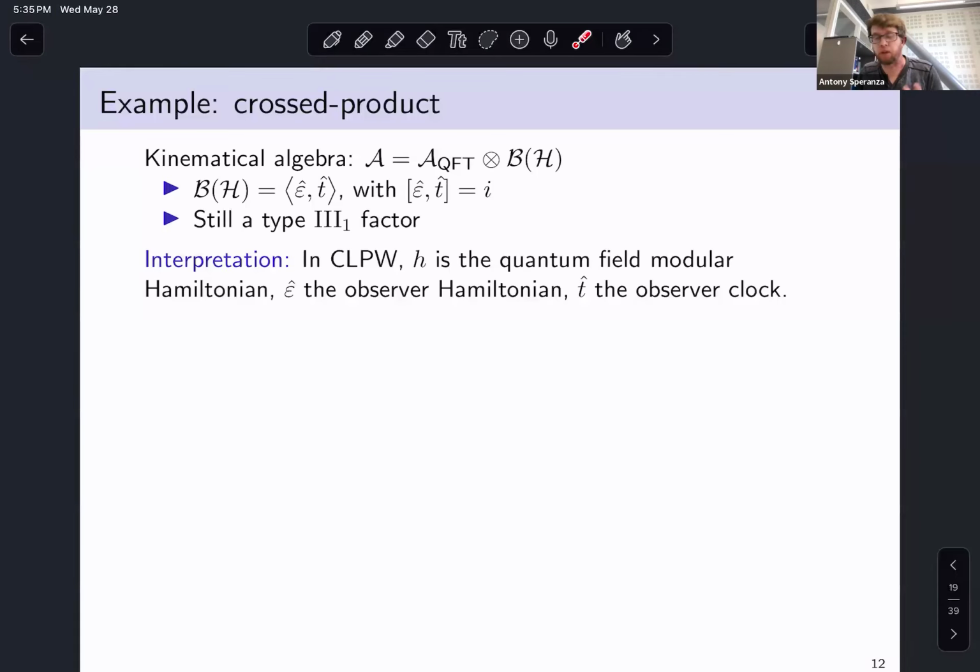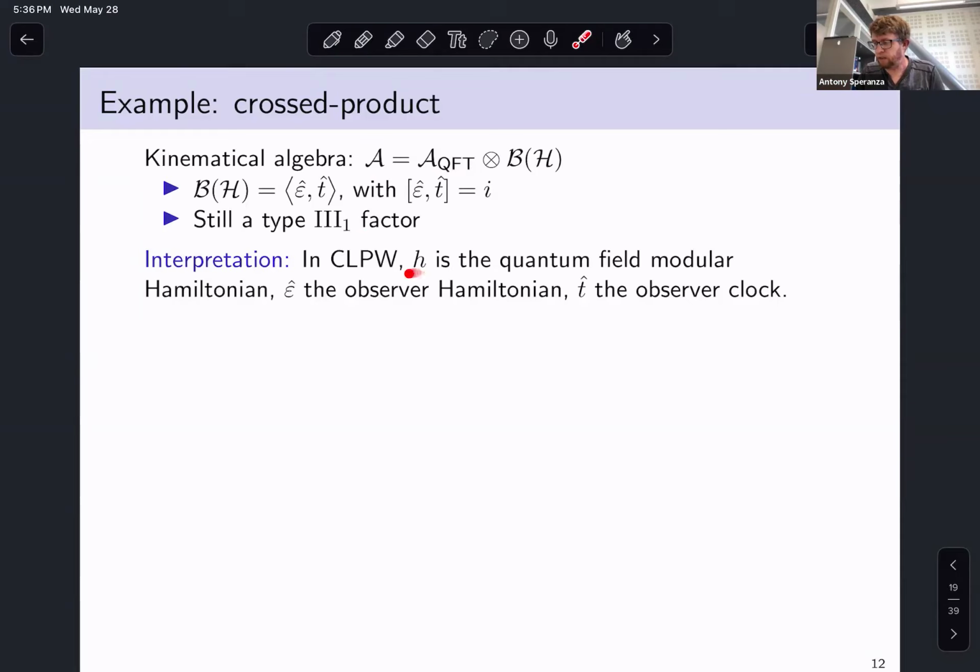So this is like this CLPW construction where you just add the extra observer by hand. So how did that construction work? We had all of the operators A, Q, F, T, which are like the operators in the static patch. And then we tensor in an observer algebra. So this was just taken to be an energy and clock operator, and you just take them to be canonically conjugate. So this is just like the X and P commutation relation. This is just all of the operators on an infinite dimensional Hilbert space. So this is still a type 3-1 factor.